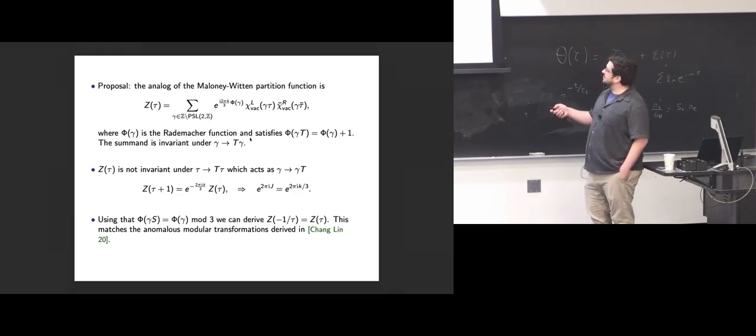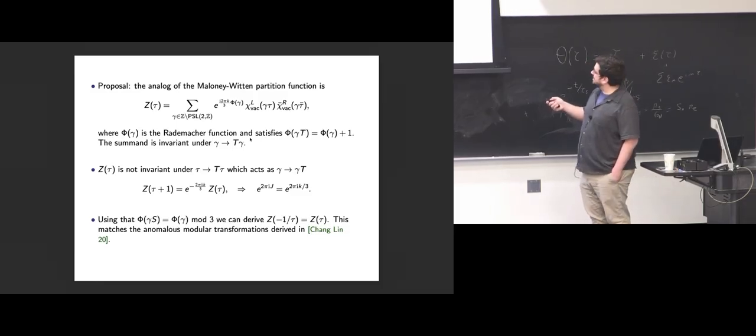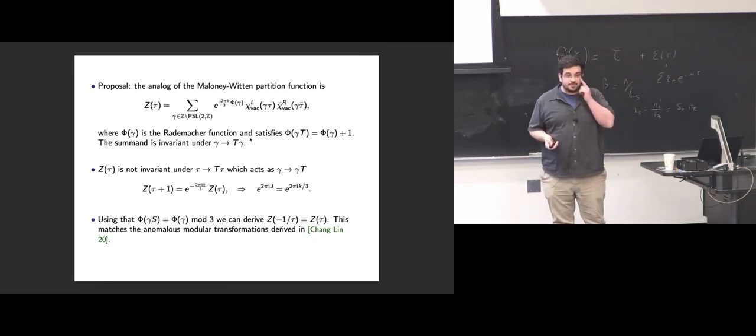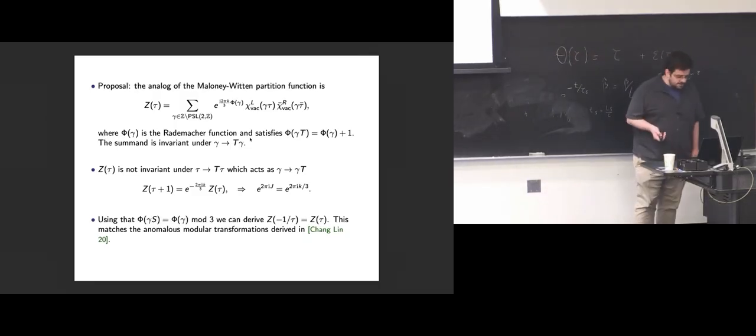This Rademacher function also has this property under S transformations, and one can derive that there is no anomaly in the S transformation. This was studied, maybe for a different purpose, in a paper by Chang and Lin, where they were studying how these anomalies affect the modular transformations of 2D CFTs. But here we can reproduce it from gravity.